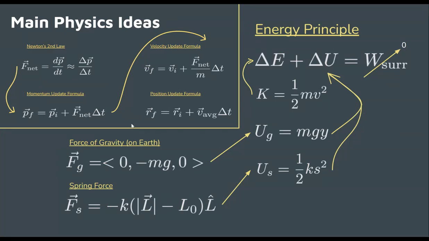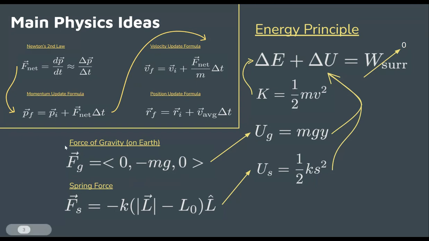So here are the main physics ideas behind this lab. Obviously, we have the usual derivation for Newton's second law, giving us the velocity update formula and the position update formula, dividing everything by m from the momentum update formula to the velocity update formula, and plugging this in for the average to update position.